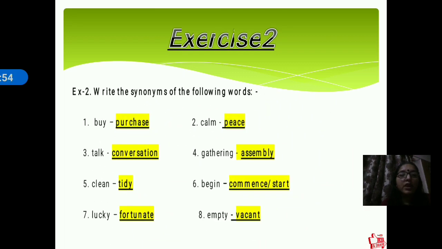And then let's see the exercise number 2. You were supposed to write down the synonym of the given words. Buy, purchase, talk, conversation, clean, tidy, lucky, fortunate, calm, peace, gathering, assembly, begin, commence or start. Then is empty and the synonym is vacant.